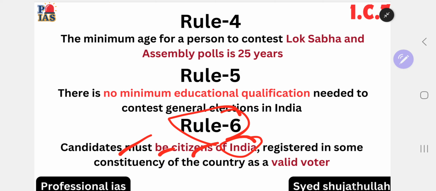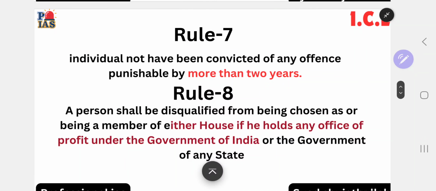So candidates must be citizens of India. Non-citizens are not given any right to contest any of the elections in our country, and he has to be registered in some constituency as a valid voter. He should not be an illegal person who is staying in India. He should not be a person whose visa has expired but is still staying in India. Okay, he should not be an illegal immigrant. He should not be like that. He should have a valid voter registration. Okay, right.